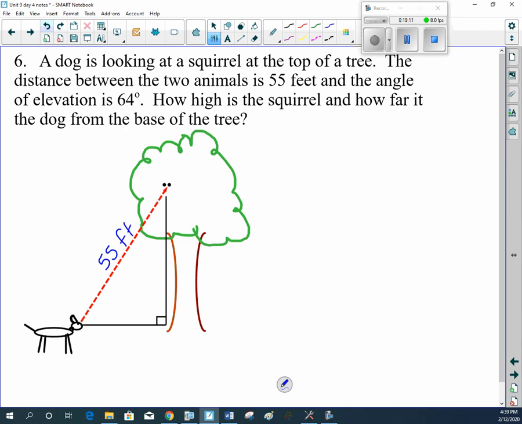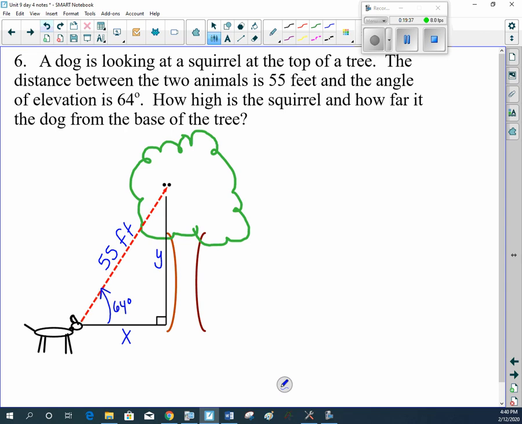And the angle of elevation is 64 degrees. Okay, so the dog is the person or the animal, I guess, that's looking up. So angle of elevation means the dog is looking up at the squirrel. So this is the angle that's 64 degrees. How high is the squirrel, and how far is the dog from the base of the tree? So here's the base of the tree. Here's how high the squirrel is.